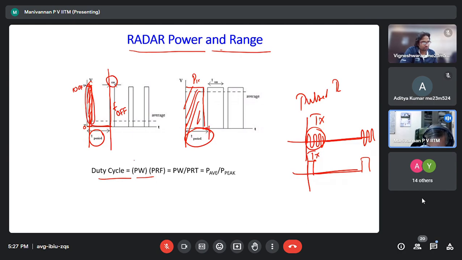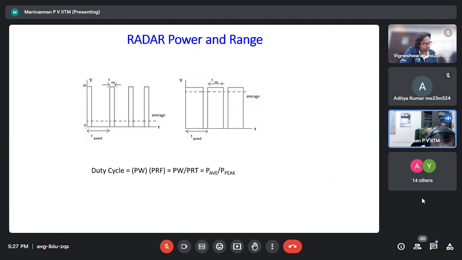So the average power, when you see, this is the pulse width, PW. This is the duration. Correct? So this is the pulse repetition frequency, this time. Number of this one. So then you will say P average, P peak. This is peak power. This is average power.